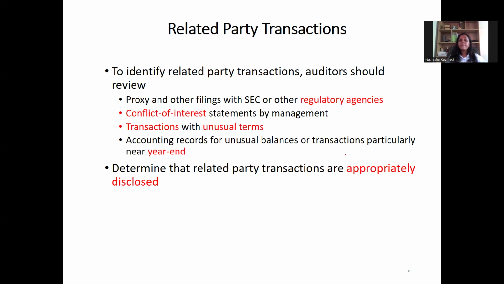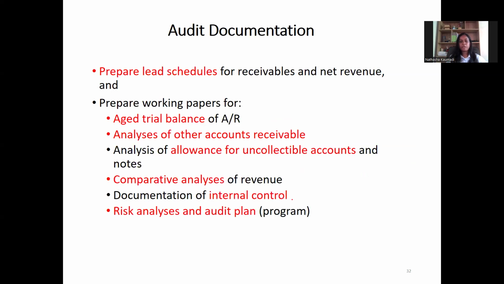very correctly, and we have to disclose them appropriately. So you have to be careful with these related party transactions. We have to show them separately. Right. And then the audit documentation. Anything you do not document is considered as work not done.